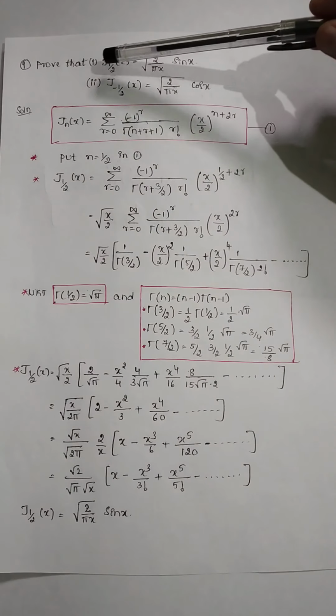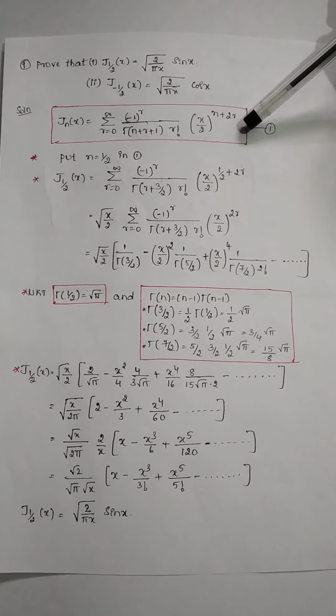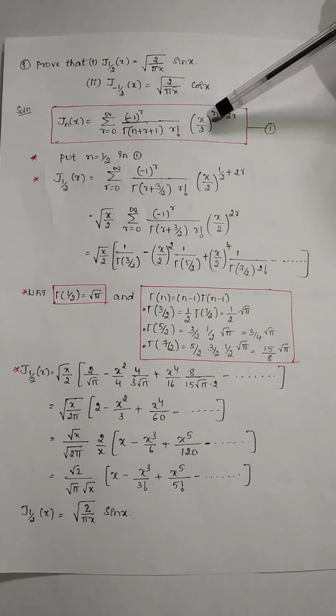So in the place of n you need to put half. Okay, so putting n equal to half in equation number 1, we will get this result. Wherever n is there, you have substituted 1 by 2.